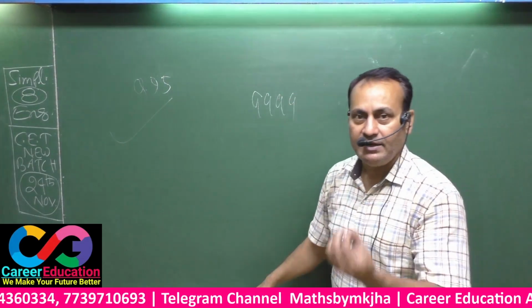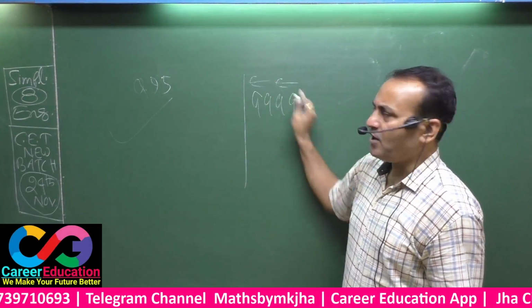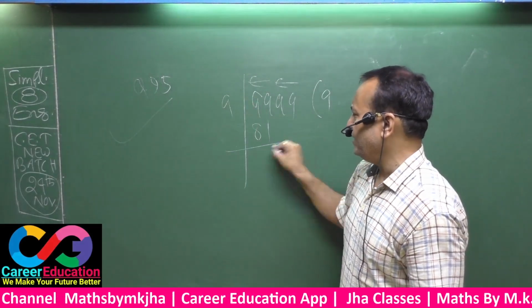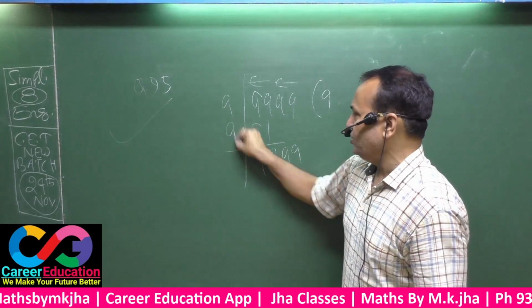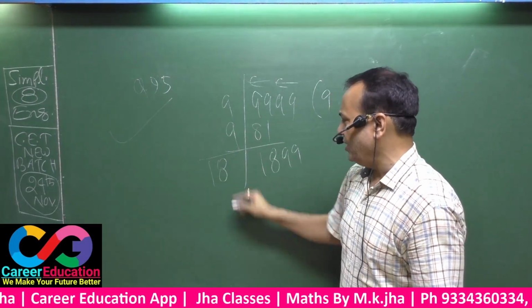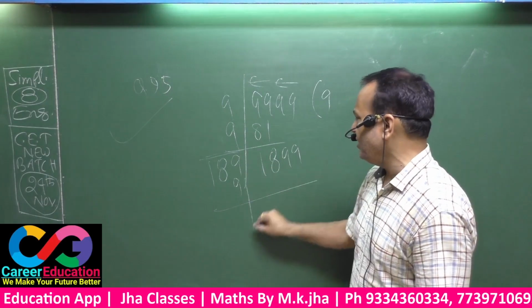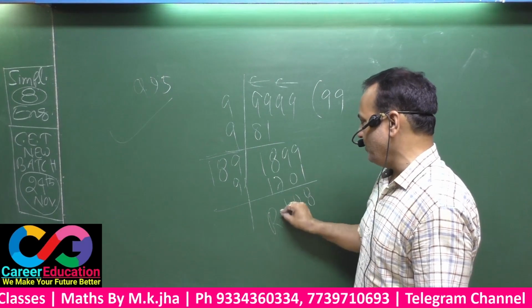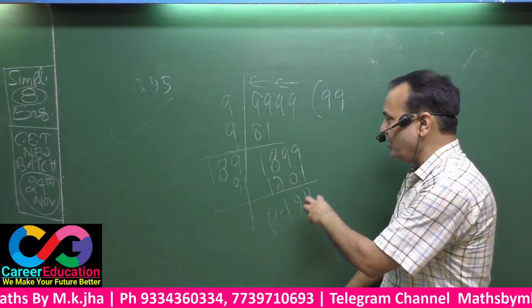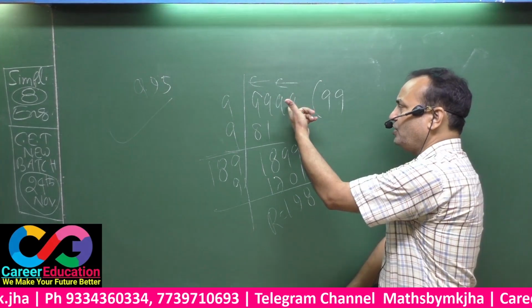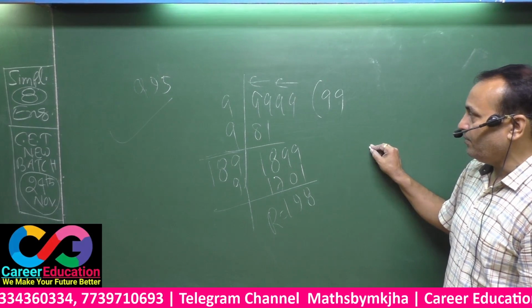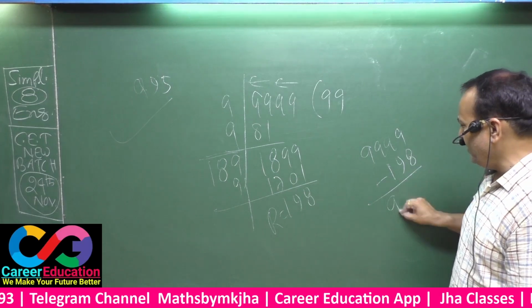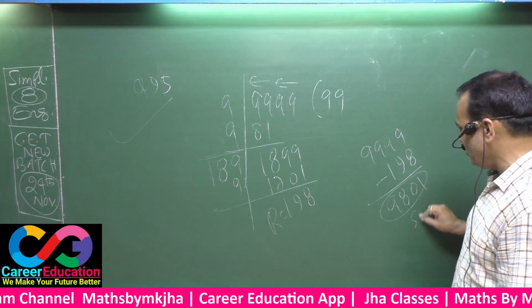That is 9999. Then make pairs from rightward. 9 9s are 81, 18 remaining here. 99 will be dropped. This 9 will be added here. This is 18. Now again 9 will be applied here. This will be 701. This is 191. Thus you got remainder 198. That means this must be subtracted in order to get the biggest square number of 4 digits. That means from 9999, 198 must be subtracted. This will be 9801. This is the answer of this question.